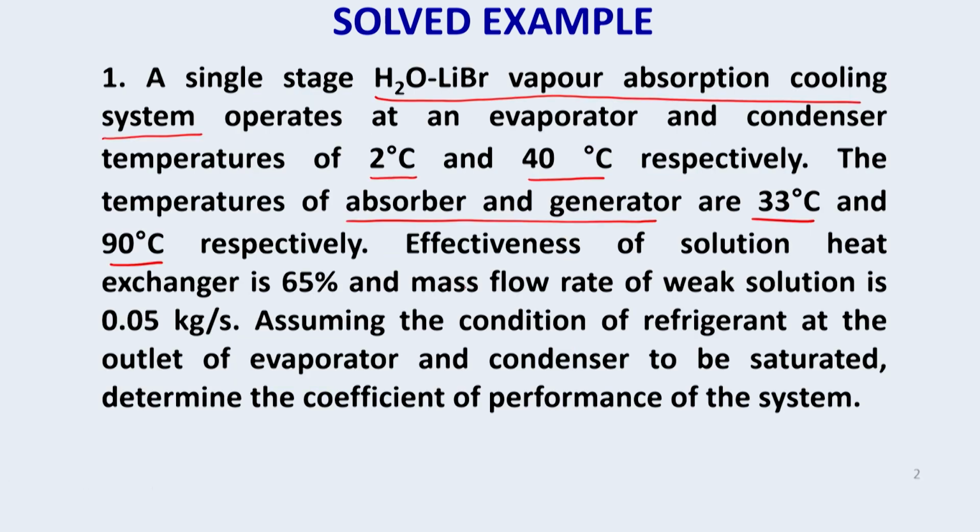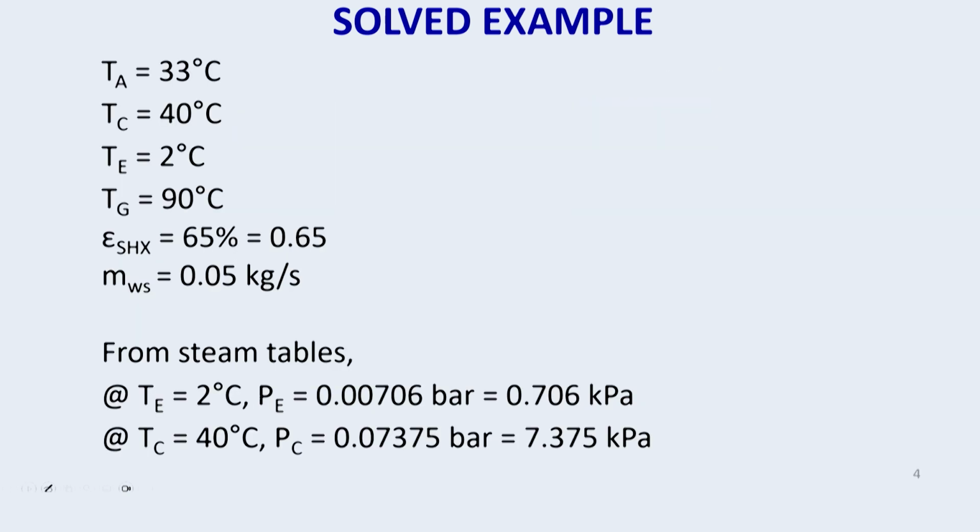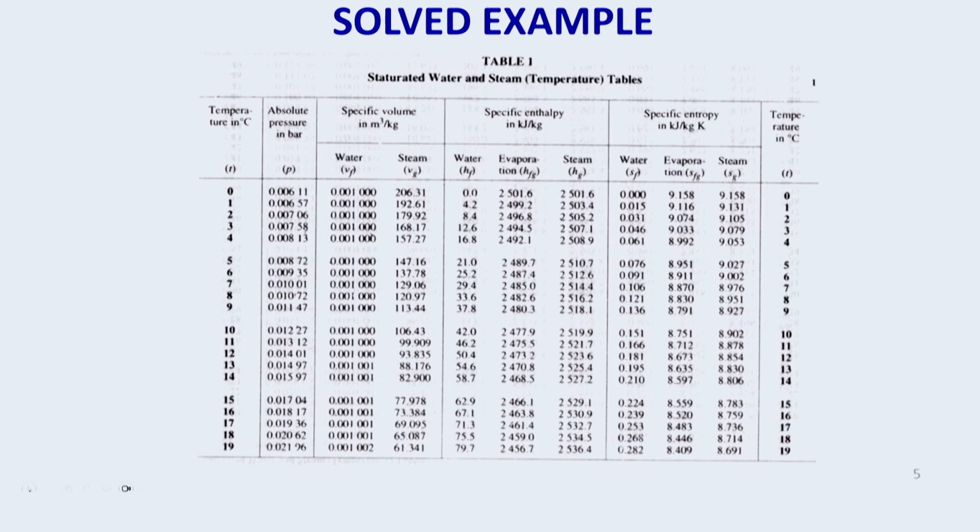One more data is given, the mass flow rate of the weak solution, 0.05 kg per second. Due to system compatibility, the m dot is not visible, so wherever m is there, it should be m dot. So m dot ws, the weak solution is represented by the subscript ws. The strong solution is represented by the subscript ss.